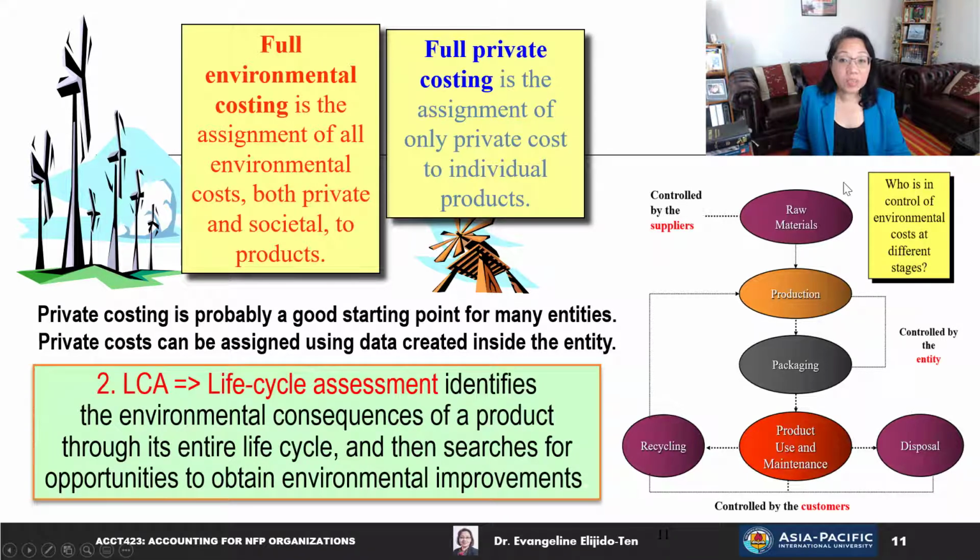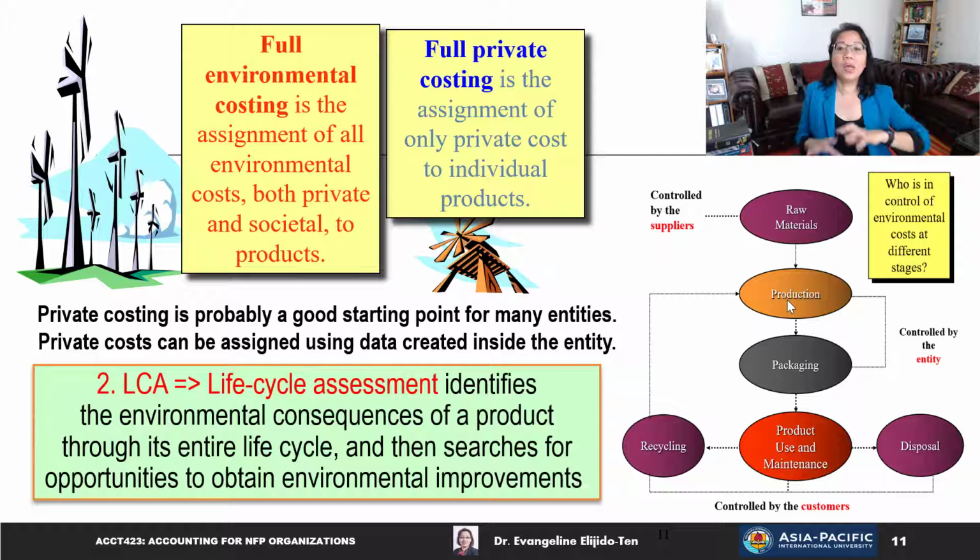Notice that the raw materials that the entity will be buying are really not controlled by the entity but controlled by their suppliers. However, the entity has a choice. Which suppliers should they be choosing? So whilst the supply of goods and services to the firm is controlled by their suppliers, the firm can choose which suppliers they want to continue their relationship with. Now, the production as well as the packaging of the products that the entity is producing is controlled by the entity itself.